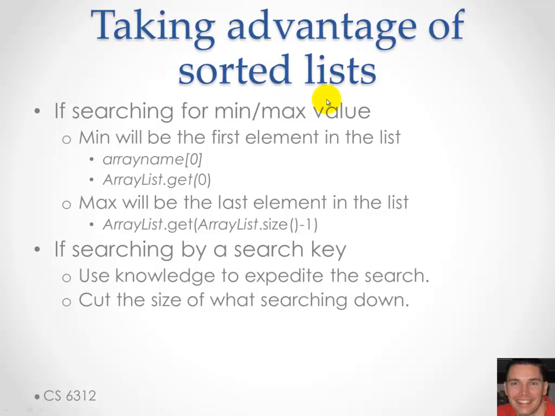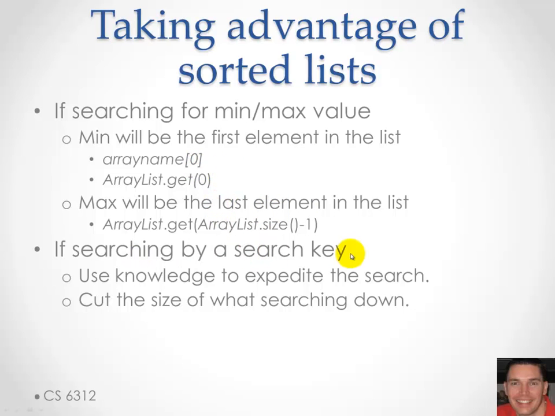If we know that we have a sorted list, and we're searching for the min or max element and it's sorted in ascending order, then I know the min is going to be the very first element in the list. So I just go to the first element, get that, and that's my minimum value. Whereas the max is guaranteed to be the last element in the list. So I just go to the last element and get that. So in these, I only had to visit just one element each.